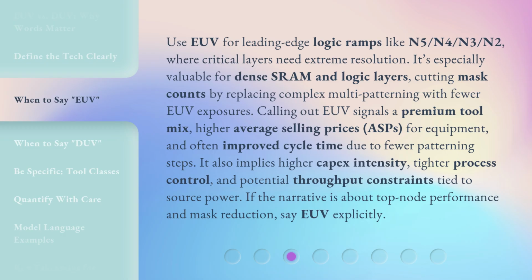It also implies higher capex intensity, tighter process control, and potential throughput constraints tied to source power. If the narrative is about top node performance and mask reduction, say EUV explicitly.